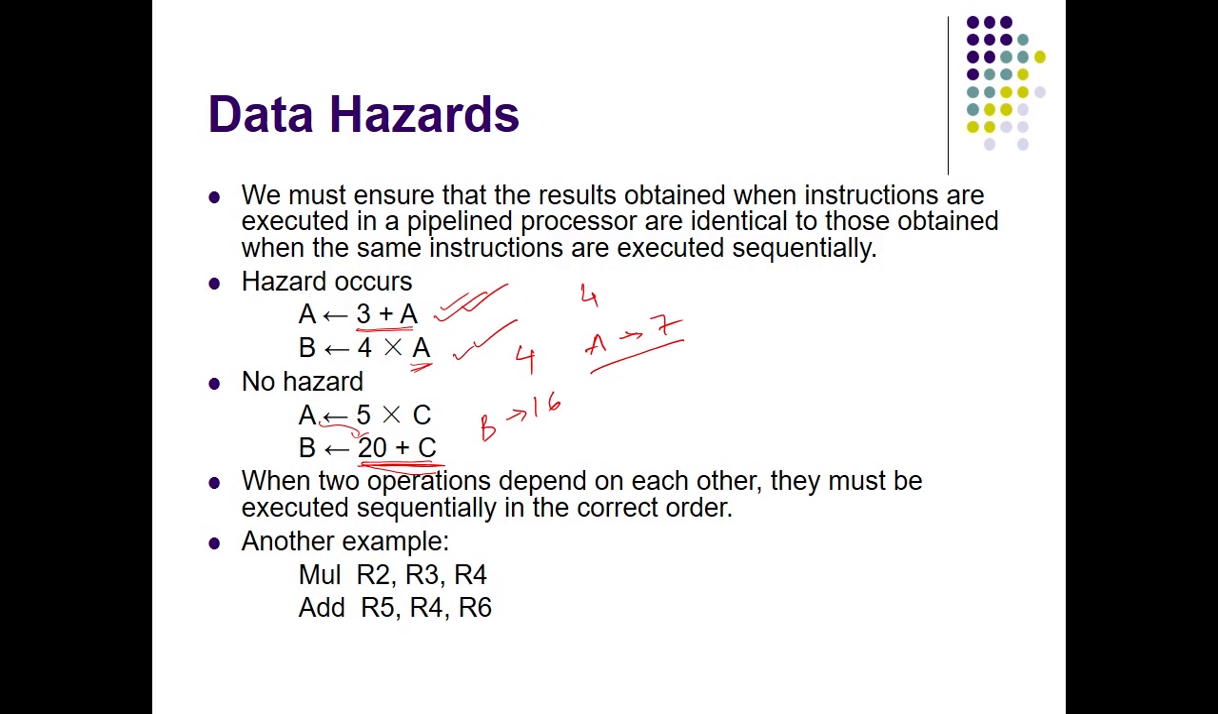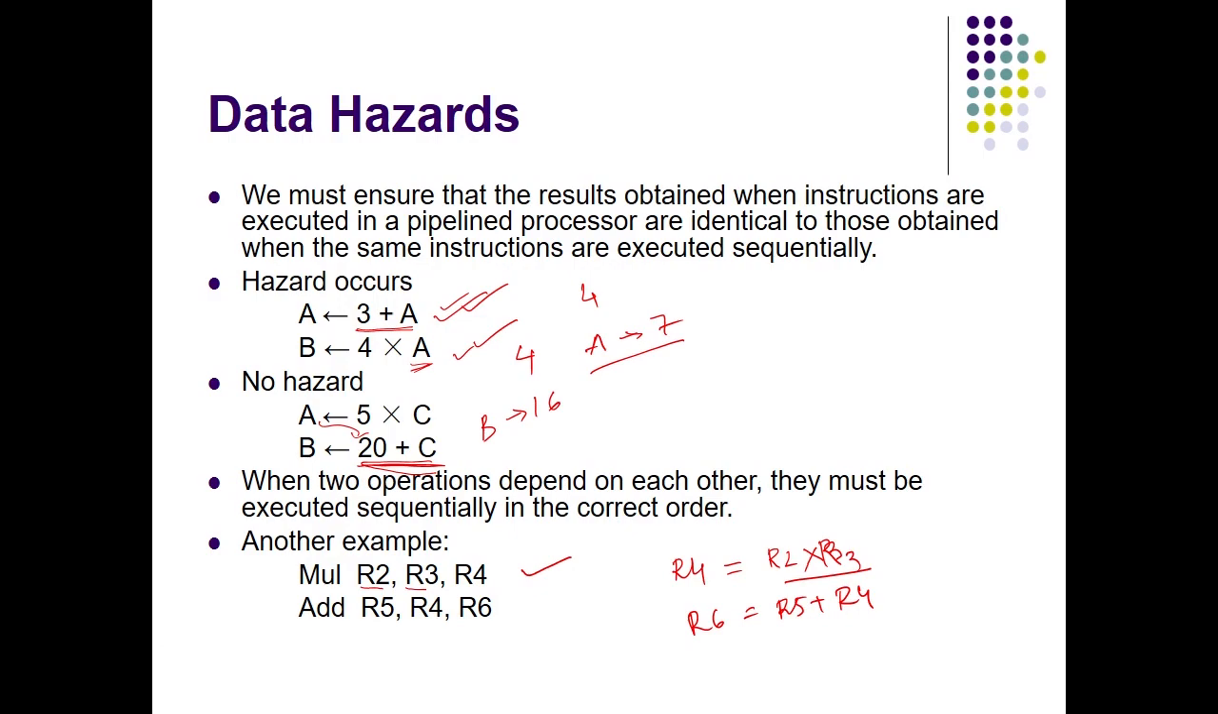Let us say we have two instructions. In one instruction, we are multiplying R2 with R3 and storing the result to R4. And similarly, here R6 equals R5 plus R4. This is a very simple equation. Now, we want to execute these two instructions in pipeline fashion.